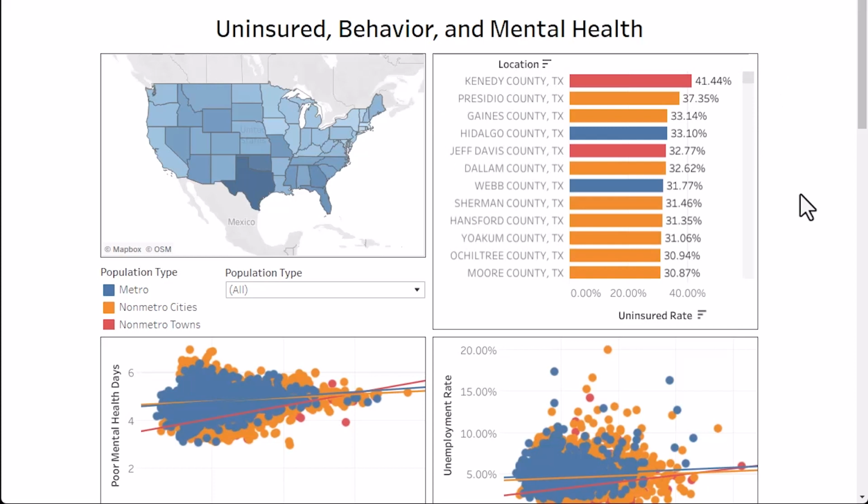You'll also note that the bar associated with each of these counties is a different color. Looking at our legend, we can see that's based off the population type. Each county is classified as either metro, non-metro, or non-metro town. Metro, identified in blue, are populations of 50,000 or more people. Counties identified as non-metro cities have populations between 2,500 but less than 50,000 people. And non-metro towns are populations less than 2,500 people.